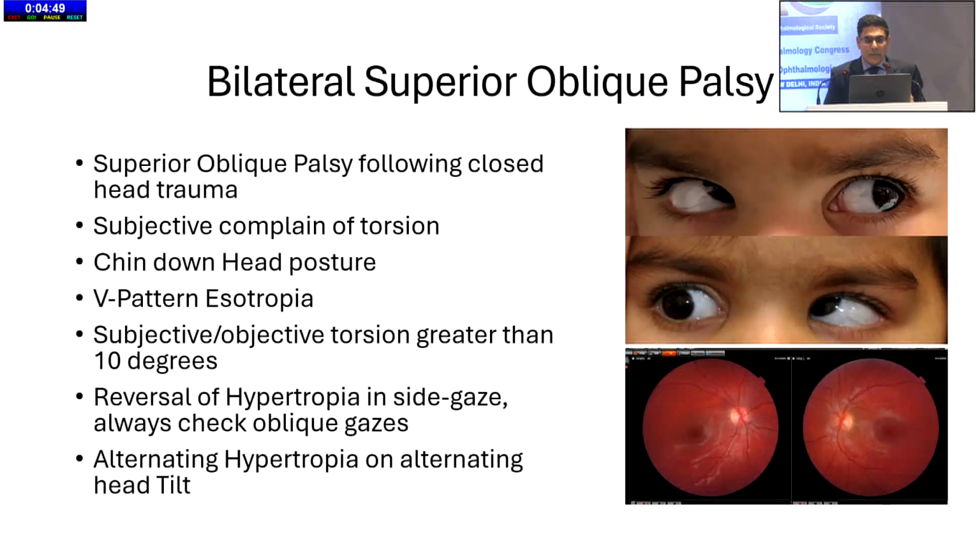And again, I cannot emphasize enough to look for reversal of hypertropia in side gazes, especially in the oblique gazes. It might prevent some surgical surprises, because you want to pick up cases of bilateral superior oblique palsy early, prior to surgeries. Most of these patients will, of course, have a V-pattern esotropia, chin down head posture, and most importantly, torsion greater than 10 degrees. Always look for torsion in down gaze as well, because that's where the torsion might be more than what you anticipate.